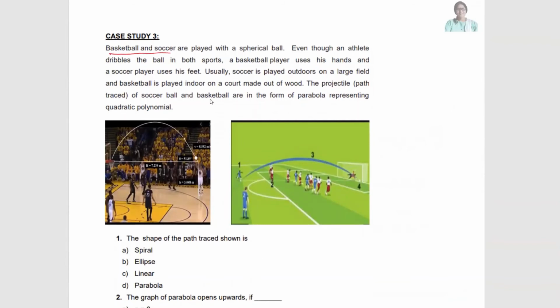Case study 3, basketball and soccer. Soccer, meaning football, is played with a spherical ball. Even though an athlete dribbles the ball in both sports, a basketball player uses his hands and a soccer player uses feet. Usually soccer is played outdoors on a large field and basketball is played indoors on a court made of wood. The projectile path traced by the soccer ball and basketball is in the form of a parabola, representing a quadratic polynomial.